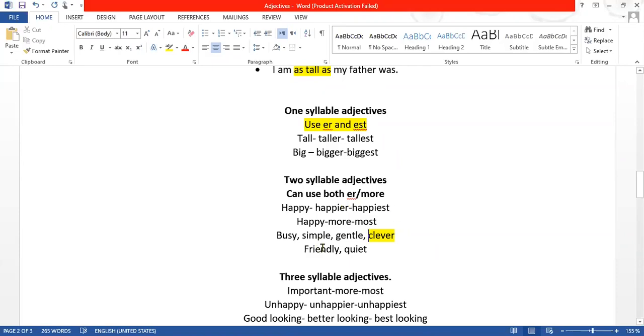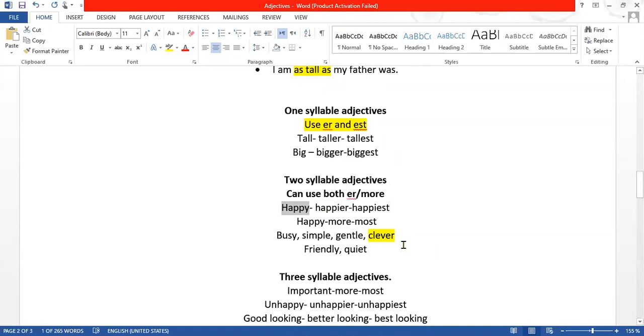Sir, with two syllable words, we can use more in comparative form. Yes, sir. Yes, but again, this happy is also a two syllable word. Why do we use ER with it, or EST with it?